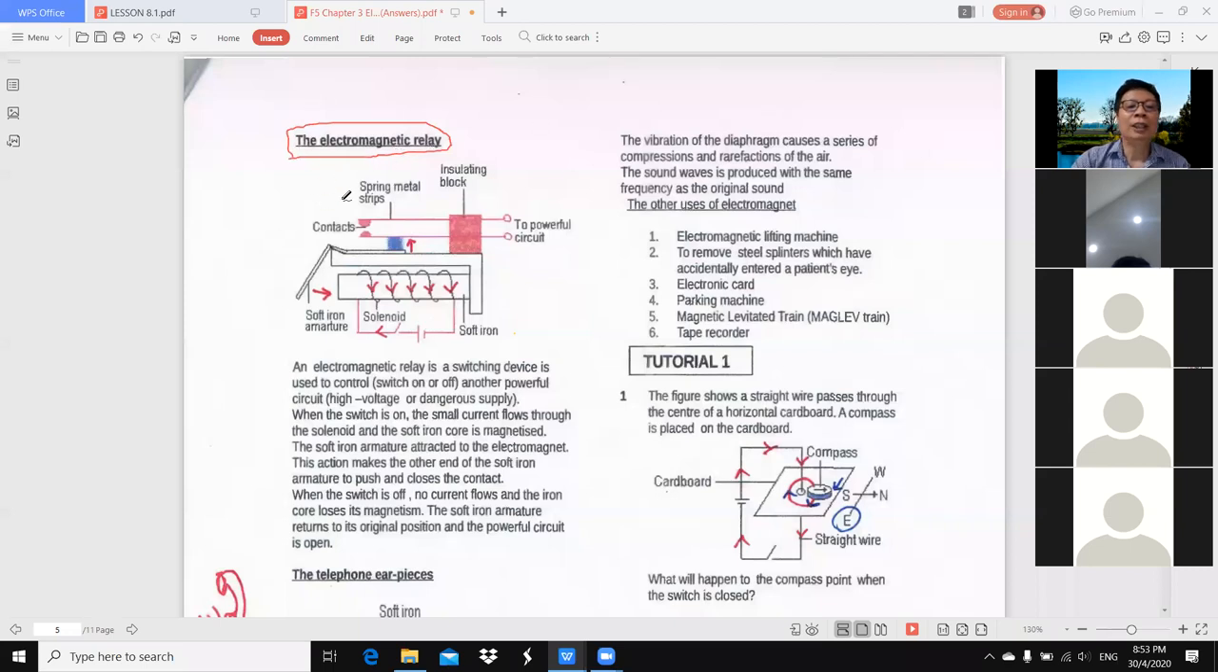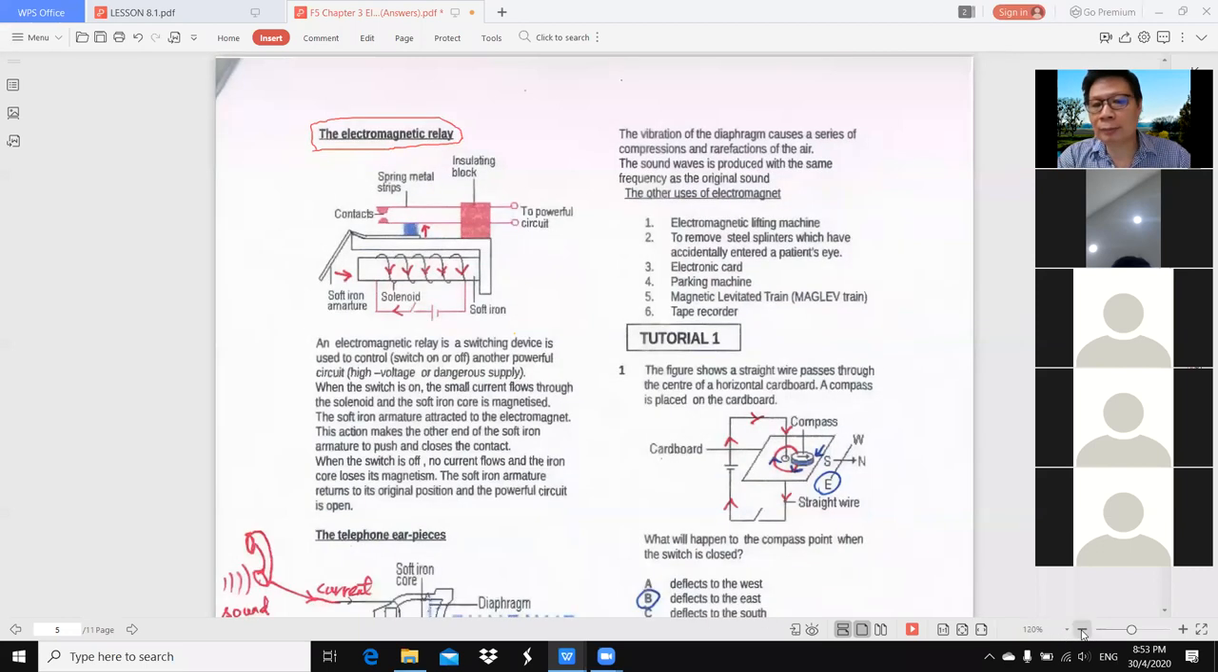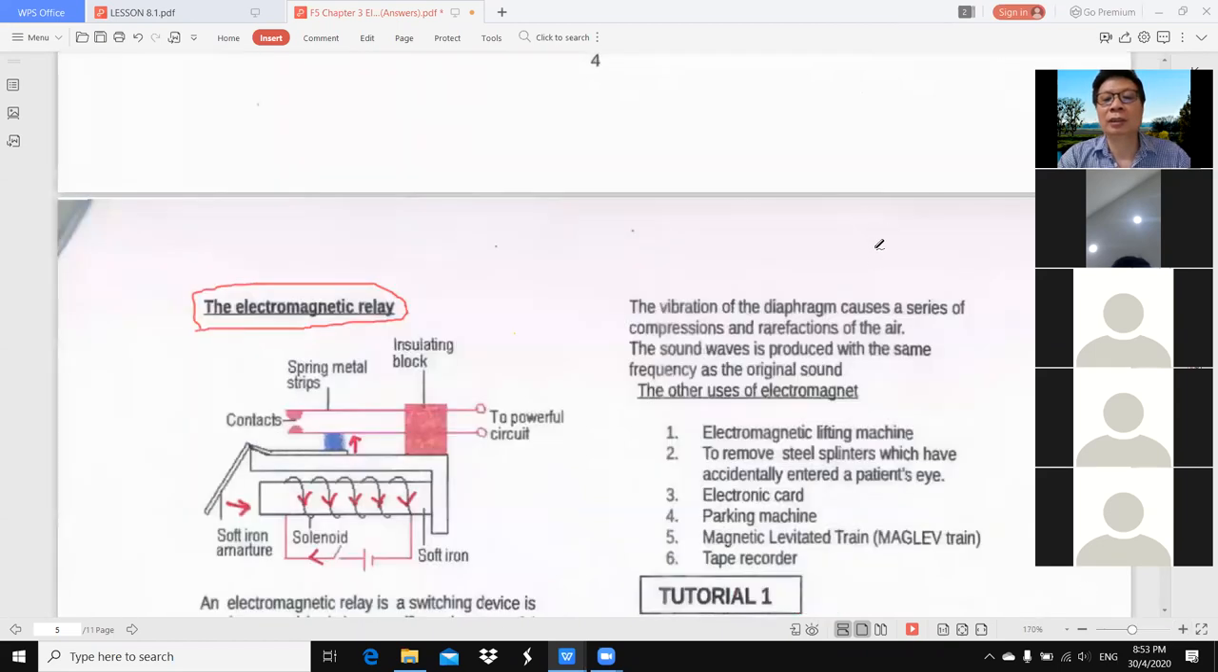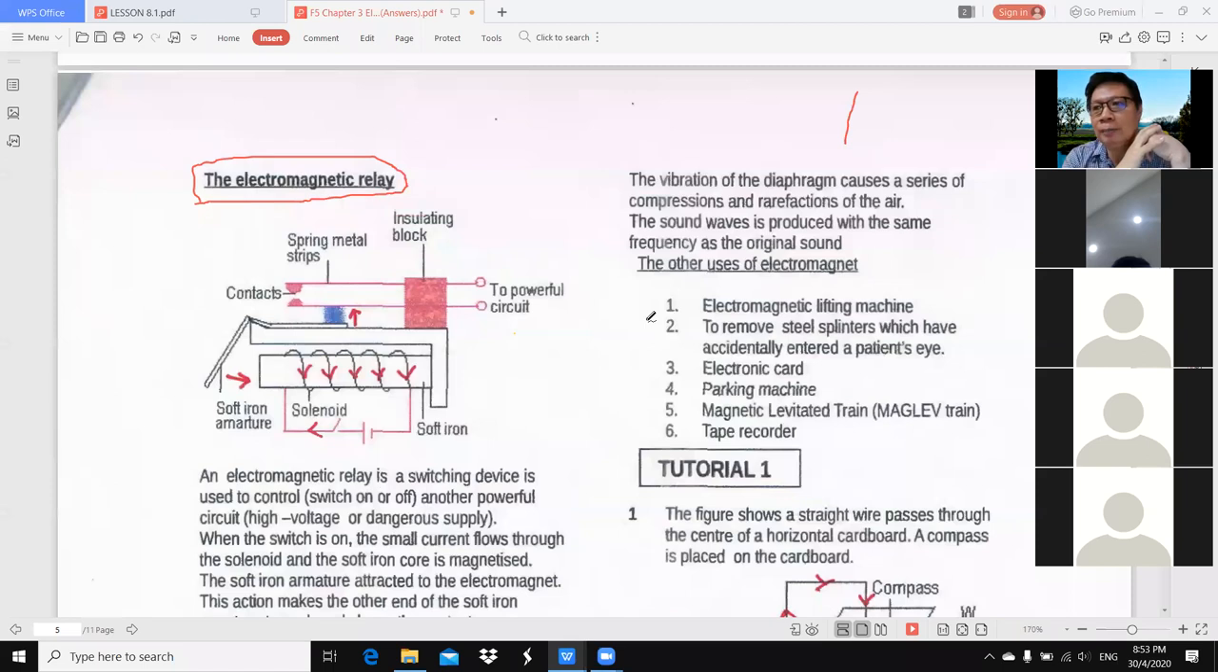Now, the electromagnetic relay. What is that? Relay means, let me explain a little bit first before you look at the diagram. At certain places, the power supply to the switch is too high, so it is too dangerous to use our hand to turn it on. It is very dangerous because the power supply is very high. So this kind of switch we don't turn on using our hand. We use other things to switch it on. We use a small circuit to turn on the switch of the bigger current. This is called an electromagnetic relay. Relay means we pass the job to somebody else.